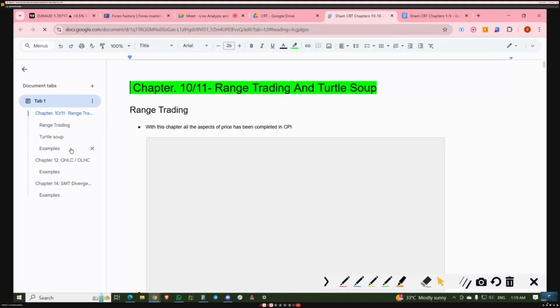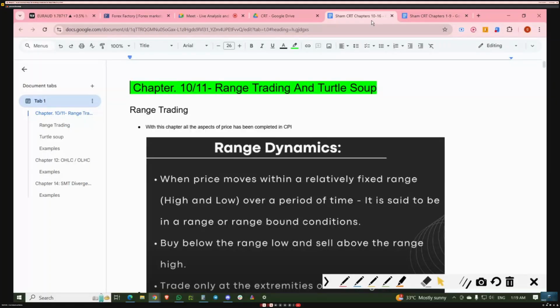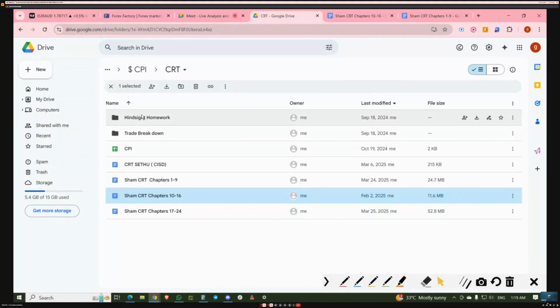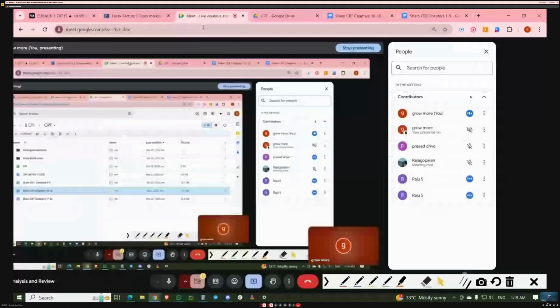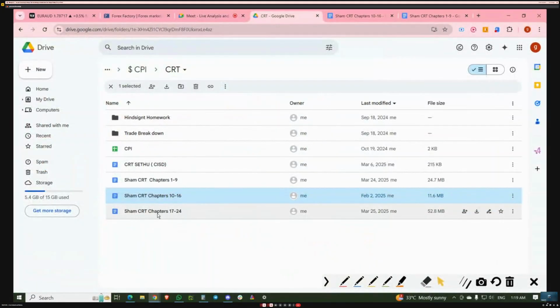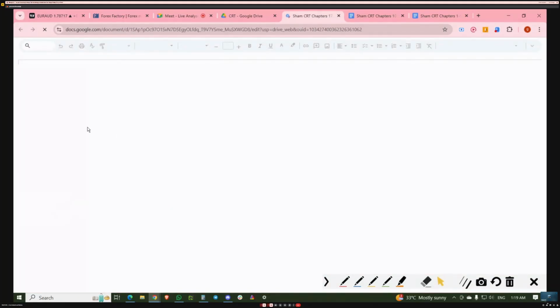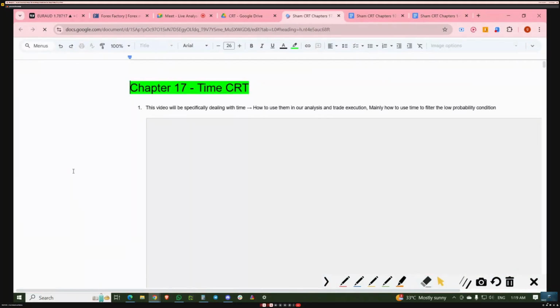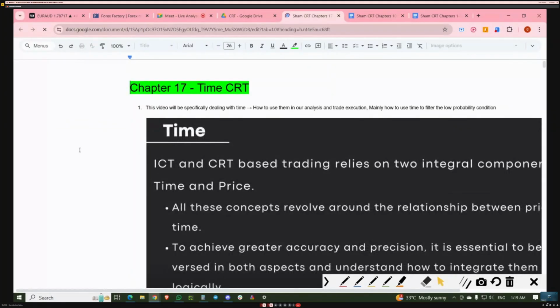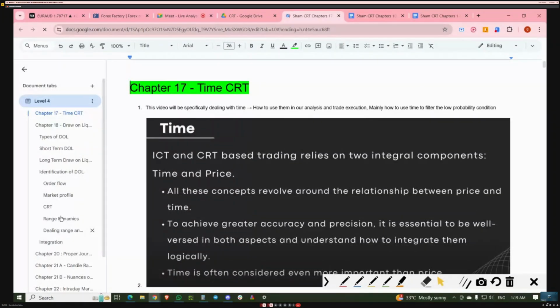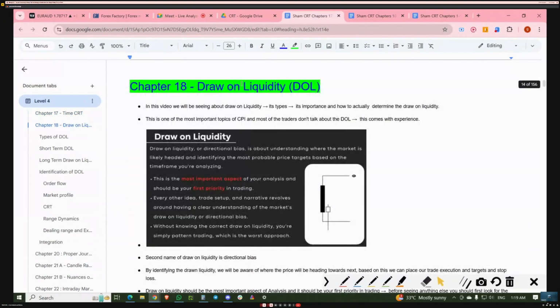This I have done actually. Range trading and turtle soup, I have done it, not this. Maybe I'm searching for it. I forgot. I think it's the 18th chapter. I'm not sure, let me guess. Yes, 18th chapter, drawn liquidity. This I have gone through.